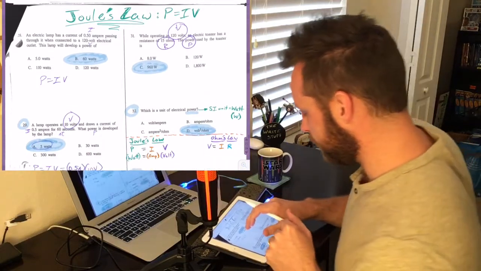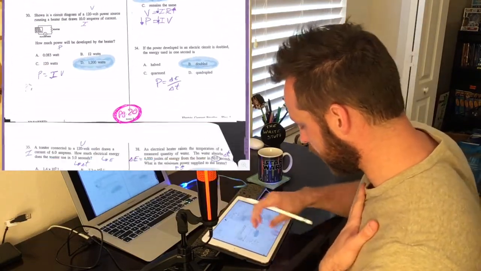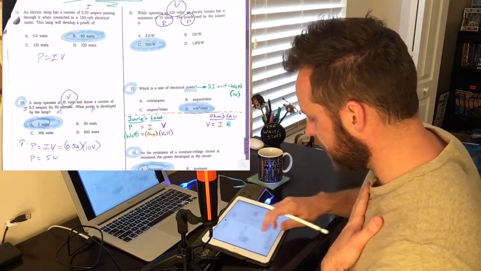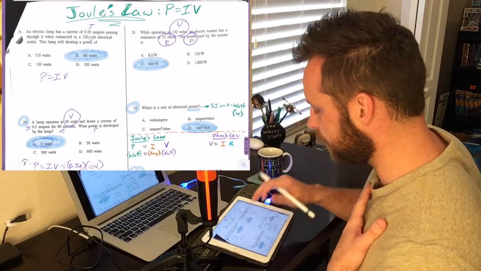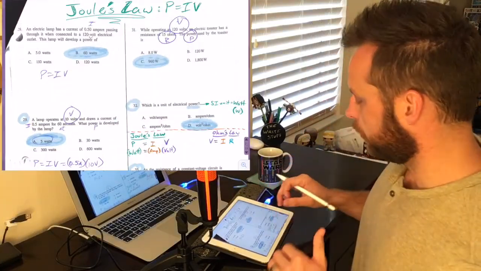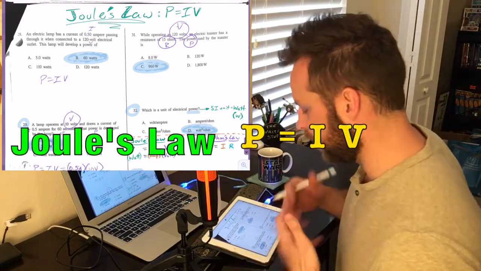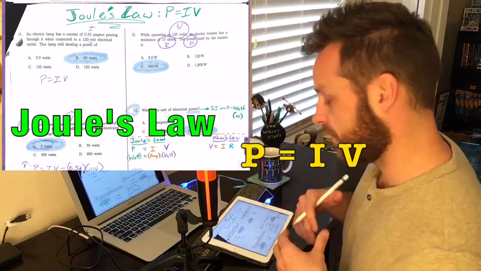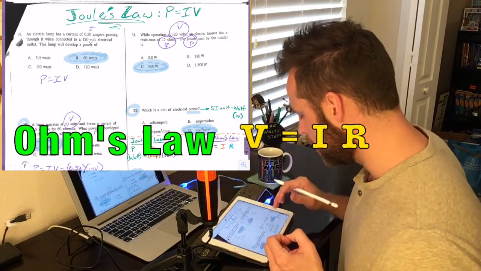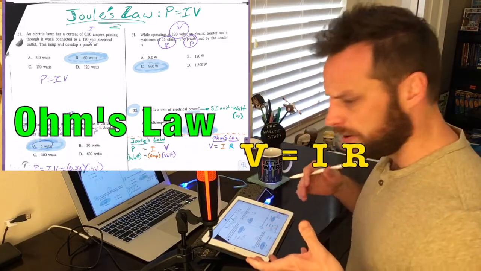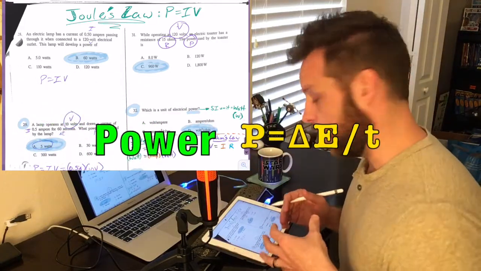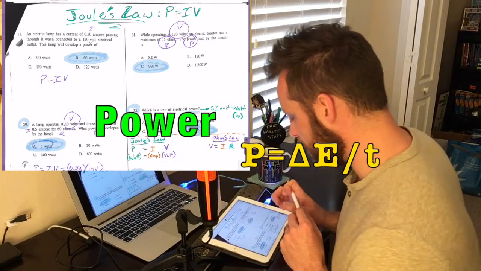So we start off at the top in our packet. This is page 20. And this is number 28 that we're going to begin with. And I've written Joule's law at the top here in green. It is PIV, P equals I times V. And I just say PIV to remember it, just like I say VIR for Ohm's law. And then I say PET for the definition of power. And we'll see that in just a minute.